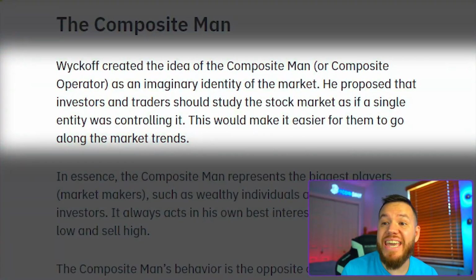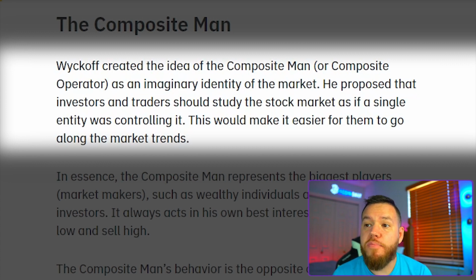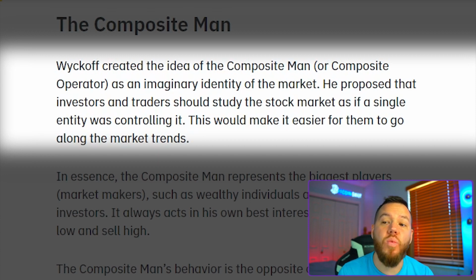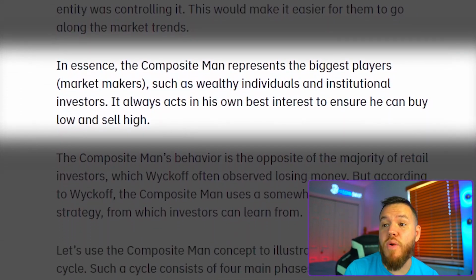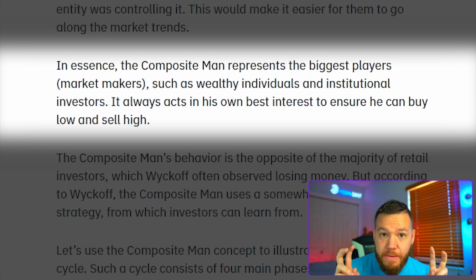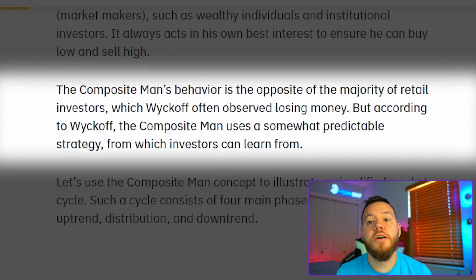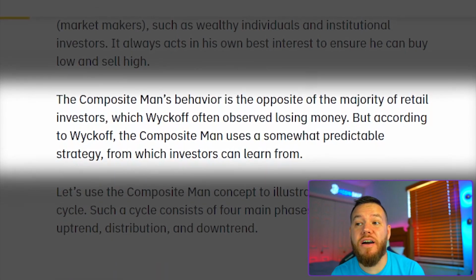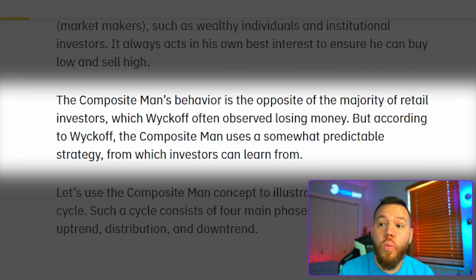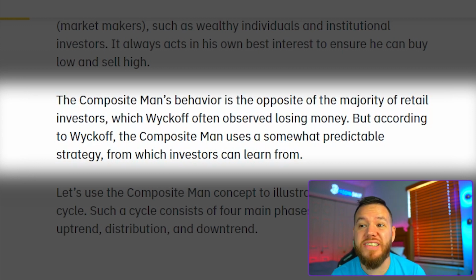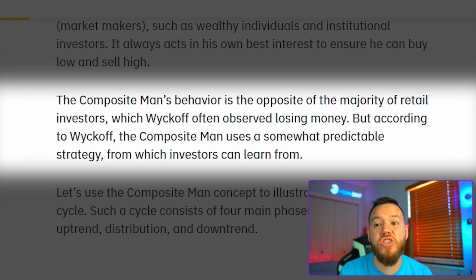Next, let's talk about the composite man concept. Wyckoff created the idea of the composite man as an imaginary identity of the market. Wyckoff proposed that investors and traders should study the stock market as if a single entity was controlling it. In essence, the composite man represents the biggest players and market makers in the game, such as wealthy individuals and institutional investors. The composite man's behavior is the opposite of the majority of retail investors, which Wyckoff often observed losing money. But according to Wyckoff, the composite man uses a somewhat predictable strategy from which investors can learn.